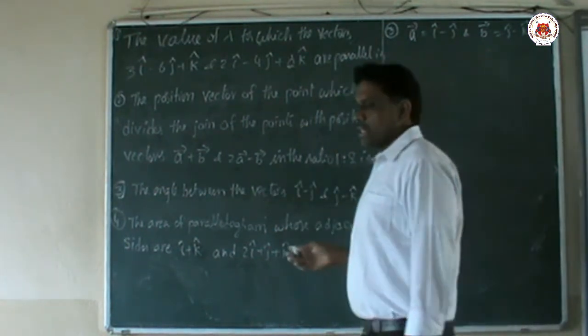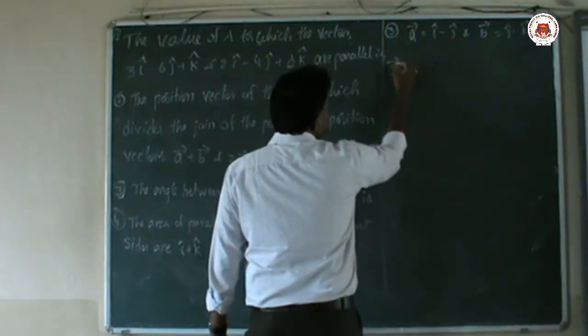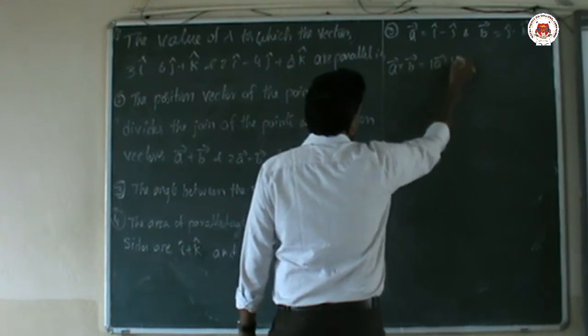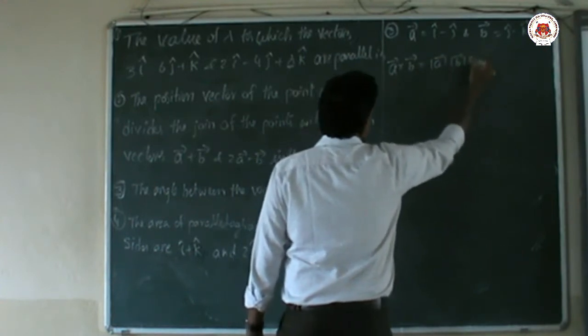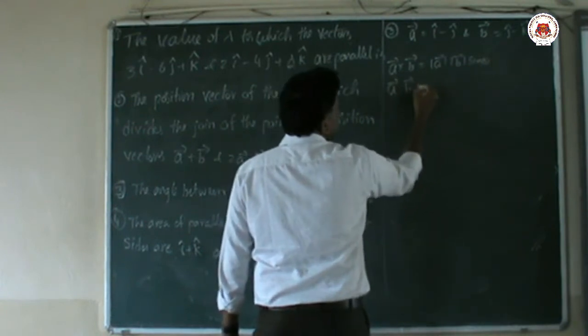For the angle between the vectors we have two types of formulas. One is the cross product, vector a cross vector b. Here also a formula is there: mod a vector, mod b vector, into sin theta. And then for the dot product also one formula is there.